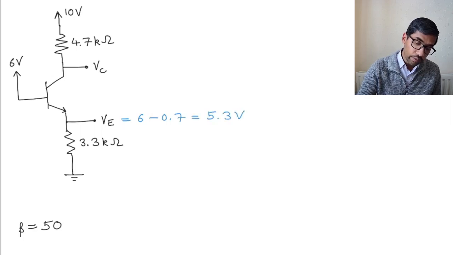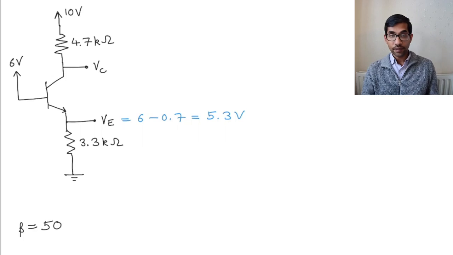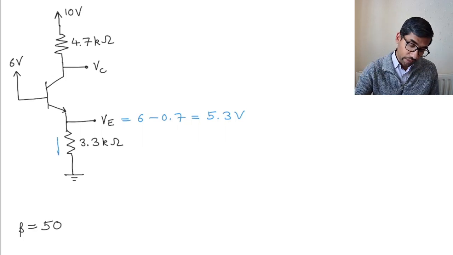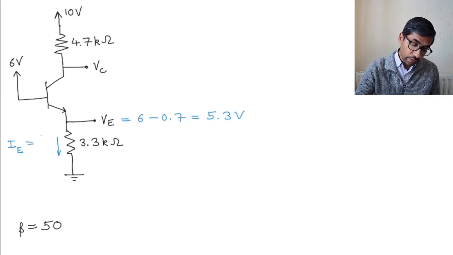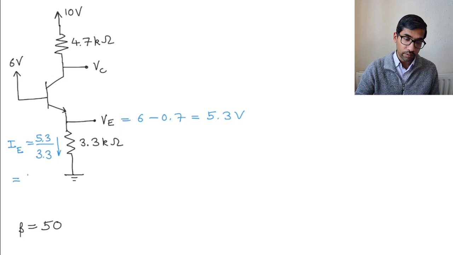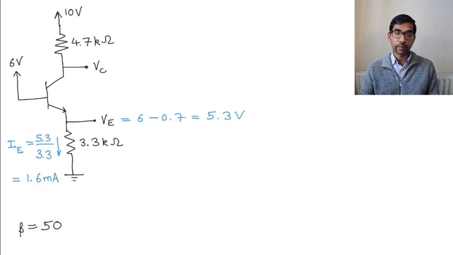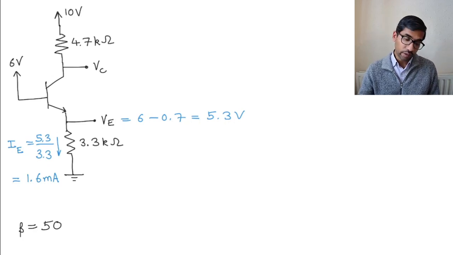Now once we get the emitter voltage, we can get the emitter current. So what is IE going to be? IE is going to be 5.3 divided by 3.3 milliamperes, and that turns out to be approximately 1.6 milliamperes. Now, if this is 1.6 milliamperes, what is the collector current?